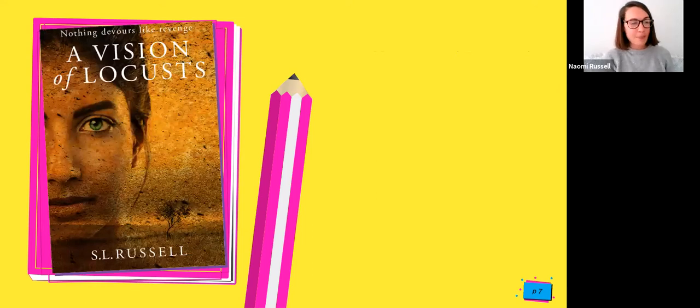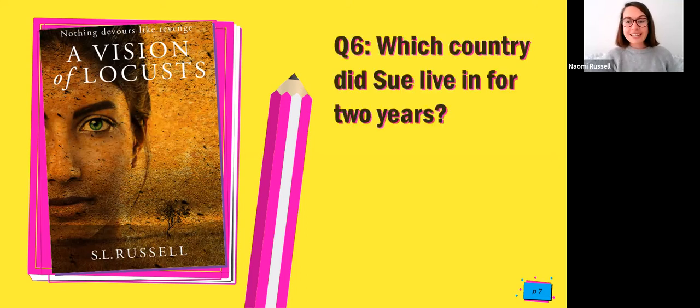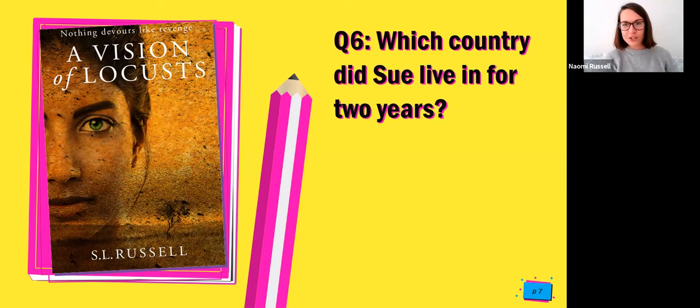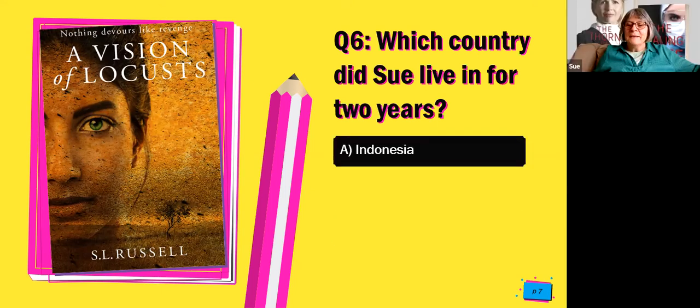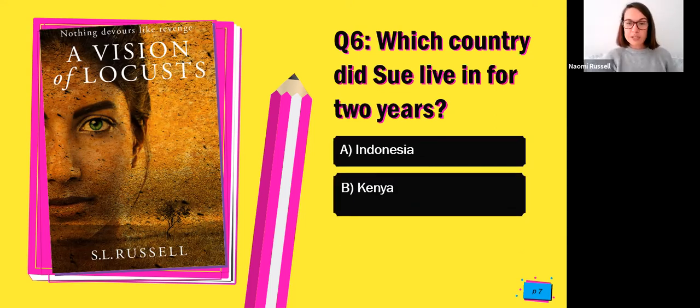So this is a little bit about Mum. The protagonist of Mum's 6th book, A Vision of Locusts, is a teenage girl called Abby who's troubled by disturbing visions. Abby comes from a half English and half Indian family, and a section of this book takes place in India. Mum has always been interested by different cultures, and she herself spent 2 years living in a foreign country. Although it was nearly 50 years ago, she still claims that she can remember some of the language if you test her. So question 6 is, which country did Sue live in for 2 years when she was 21 years old? Was it A, Indonesia, B, Kenya, or C, Japan?